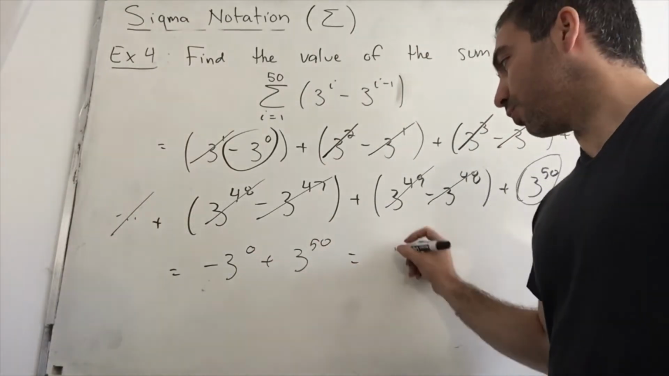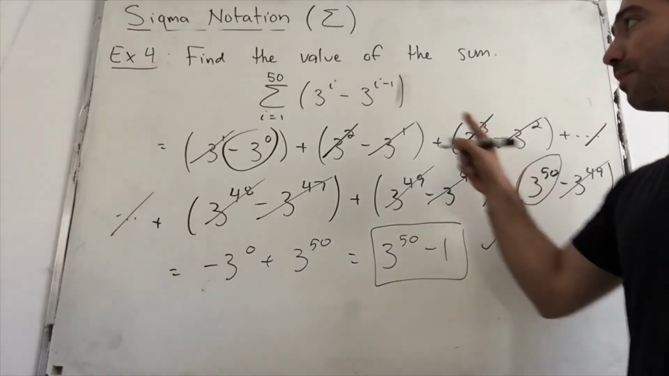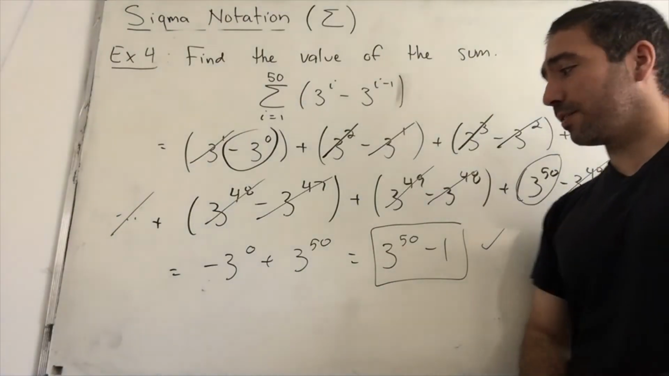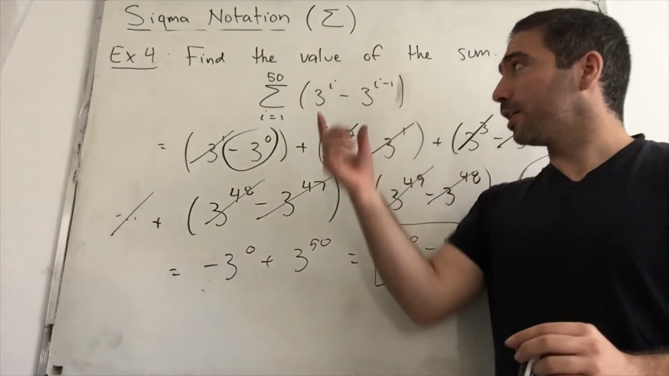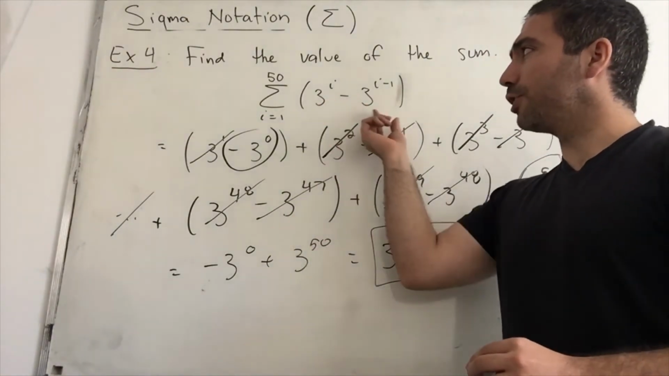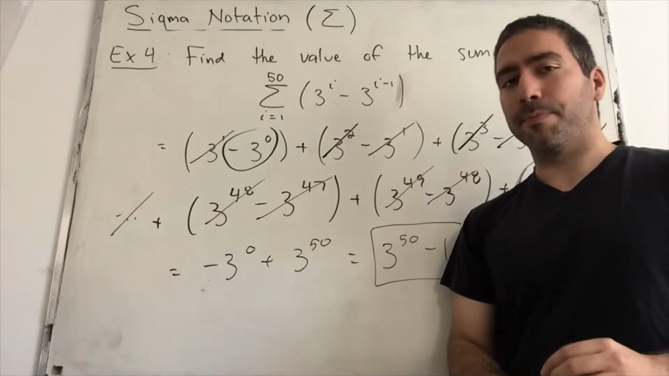And we know 3 to the 0 is just 1, so this is just 3 to the 50 minus 1. And that's the value of this sum. Okay, so telescoping series, very important. This is a nice example. So whenever you see a subtraction of, especially fractions, that's usually the giveaway. Subtraction of fractions or a subtraction between two terms, think about telescoping sums, okay?